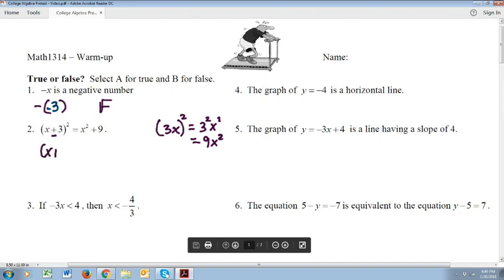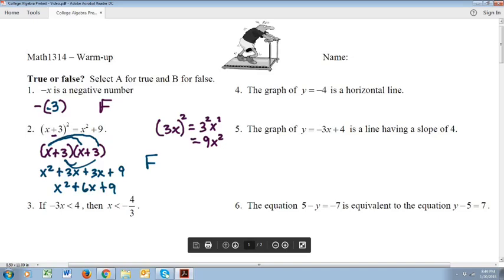The only thing I can do is multiply x plus 3 times x plus 3. Now when you do that, you've got a FOIL. Multiply your first terms, you get x squared. Multiply your outer terms, you get 3x. Multiply the inner terms, you get 3x. And multiply the last terms, you get 9. So you end up with x squared plus 9x. Wait a second, not 9x. How about 6x plus 9? And so this is also false.